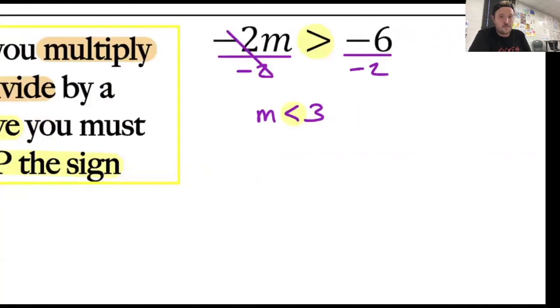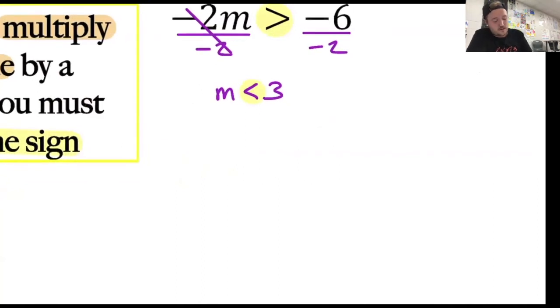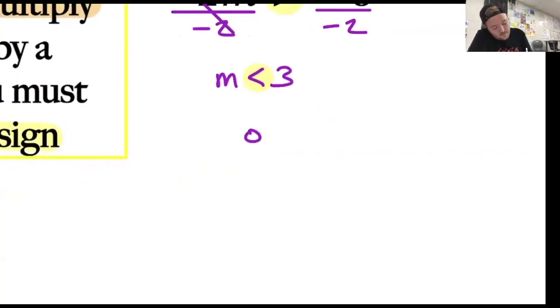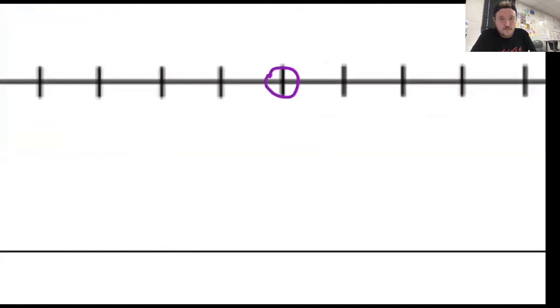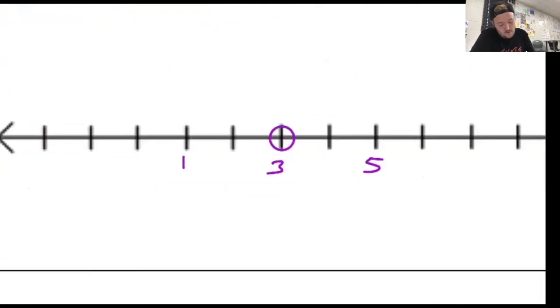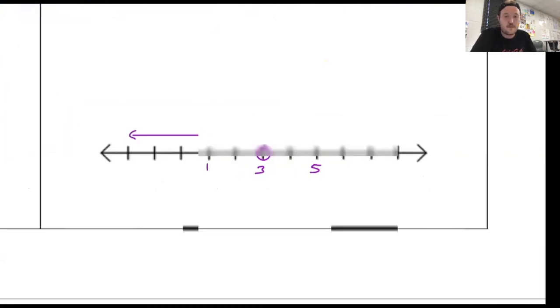You have to flip the sign. All right, so what that does is we have an open circle, and it's going to shade to the left. So if you make an arrow, it goes to the left. Okay, so open circle at 3, 2 below, 2 above, one to the left. Boom. There you go.